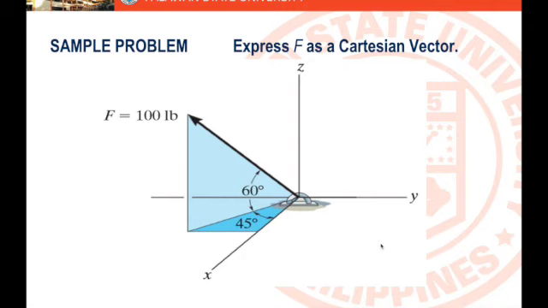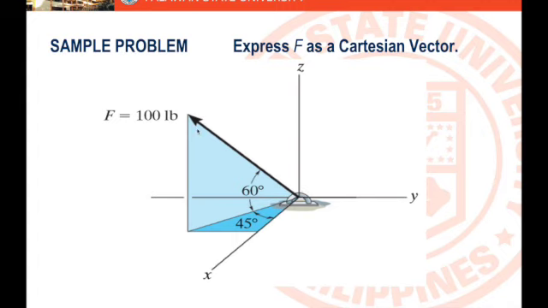Okay, so now let's go to a sample problem to put to use all of those relationships and formulas that we derived. So this one is to express F, which is 100 pounds, as a Cartesian vector. So take note, it is in 3 dimensions. I hope you can visualize it. So here's your x, y, z coordinate system. From the origin, going to the x in this way, going to the y in this way, going to the z, then there is your vector.